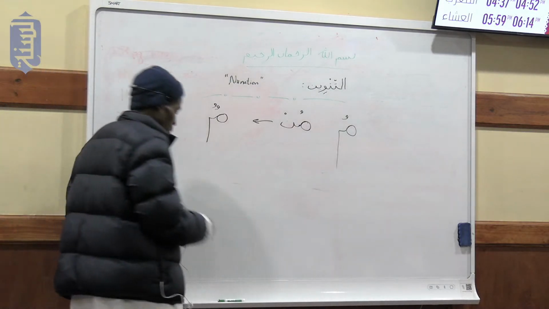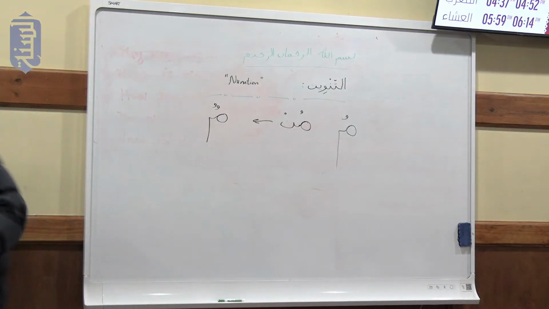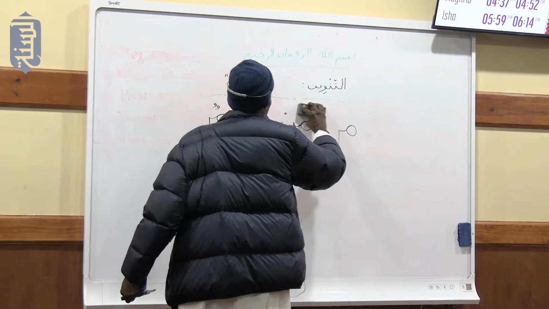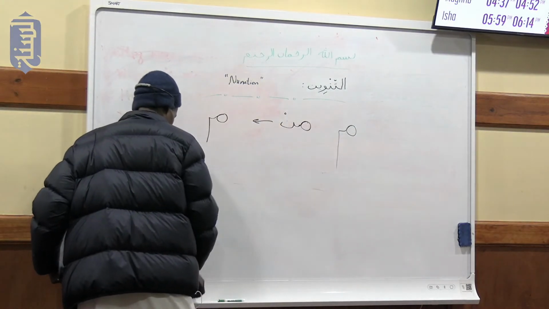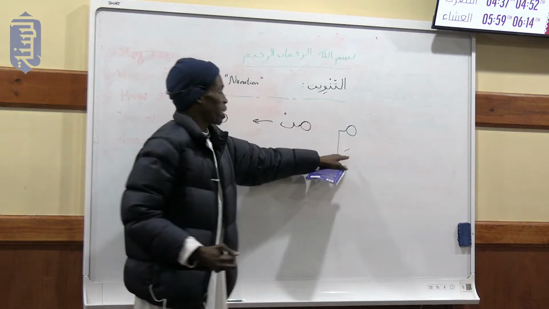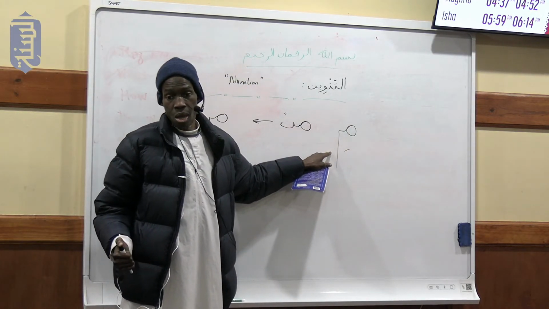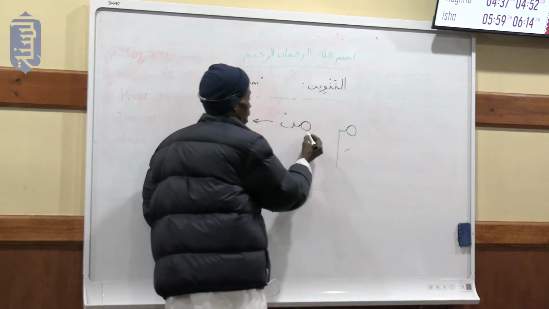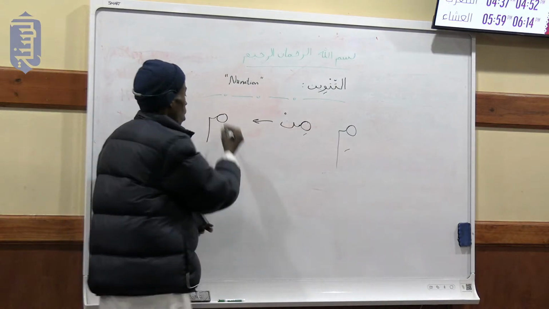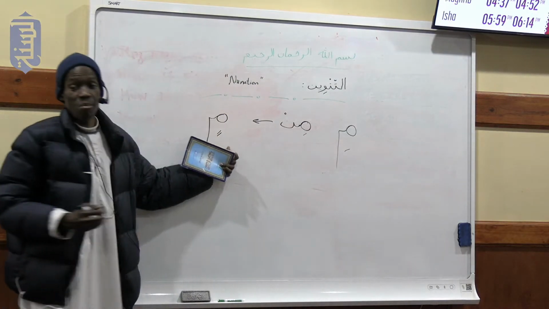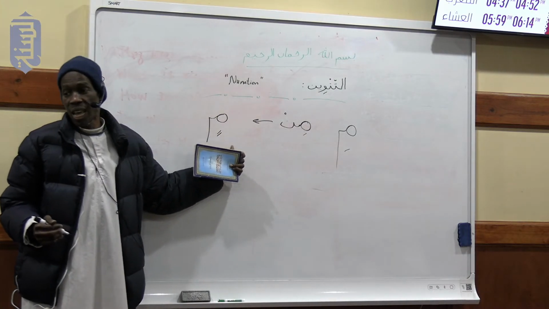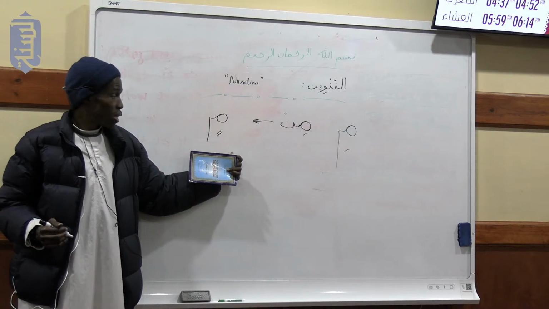Likewise, had this been a kasra, the same thing goes. Ordinarily, this is mim, kasra, mi. When I make it into tanween, it becomes mim, kasratan, min. Good.